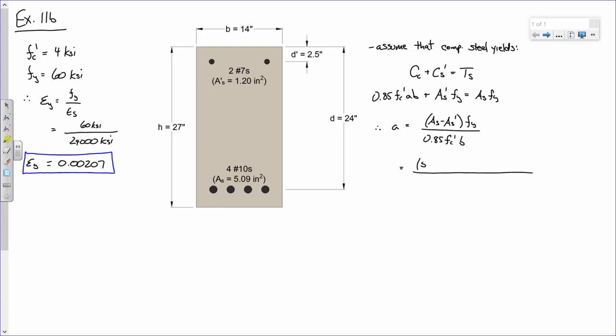This is 5.09 square inches minus 1.20 square inches. This is 60 KSI, and then we have 0.85. This ended up being 4 KSI. And this is 14 inches. So somebody help me out and tell me what that ends up being.